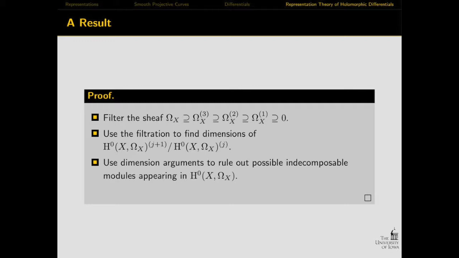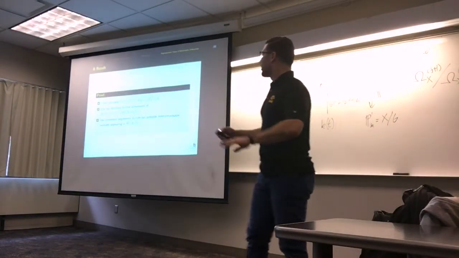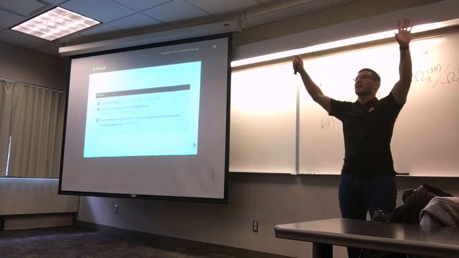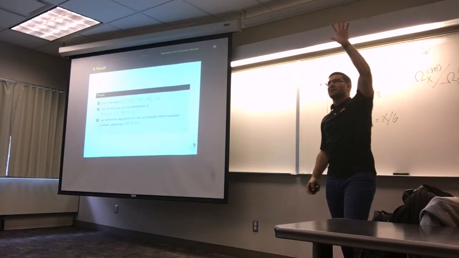So again, H0(X, omega X) is the vector space that we're trying to understand. We use this filtration of the sheaves to get a filtration of the global sections of this sheaf and compute its dimensions using this isomorphism here. And so, in the final bullet, I say we use dimension arguments to rule out possible indecomposable modules appearing.